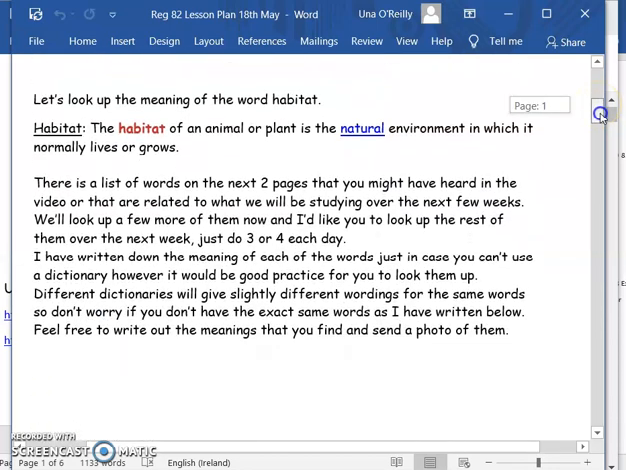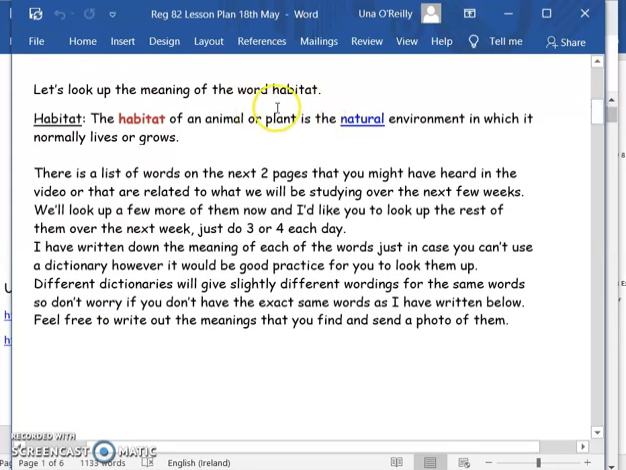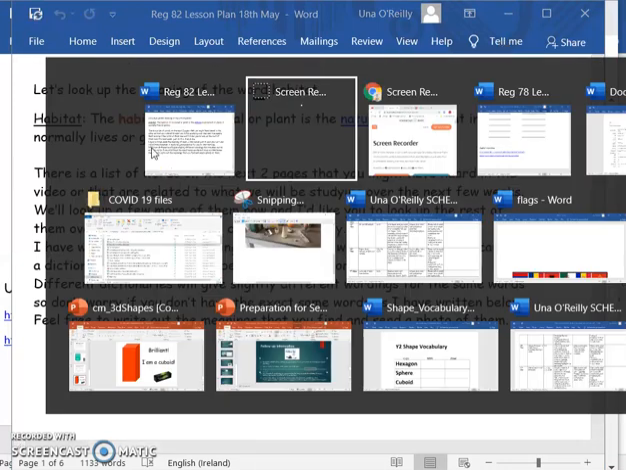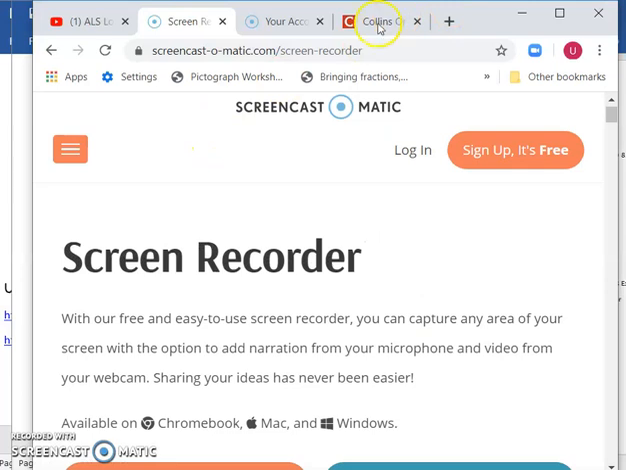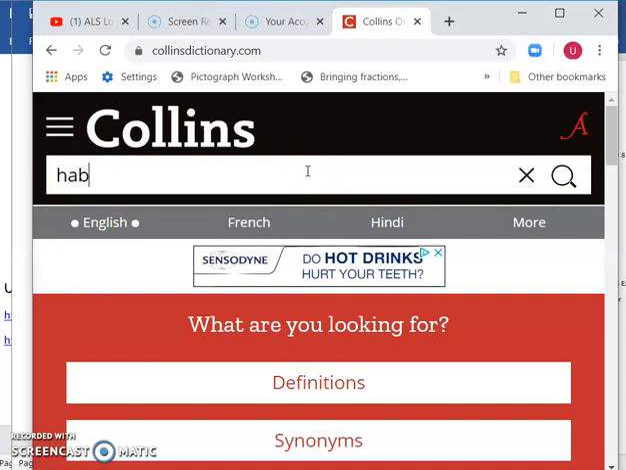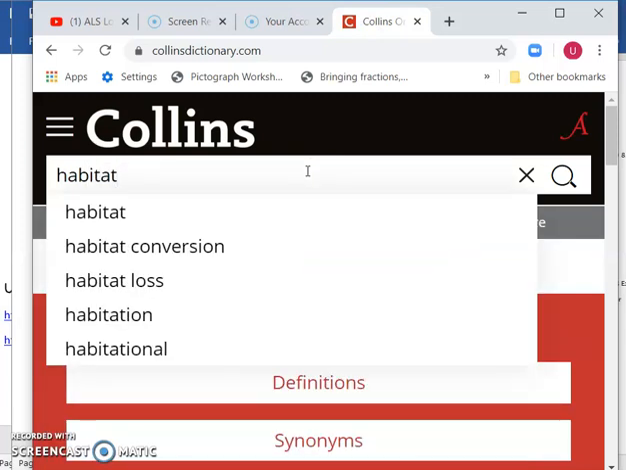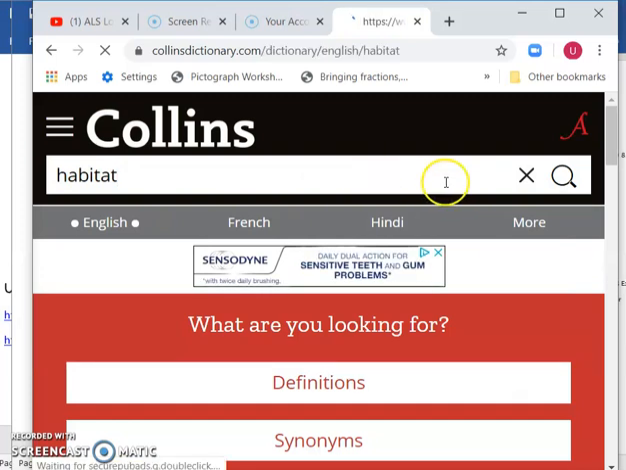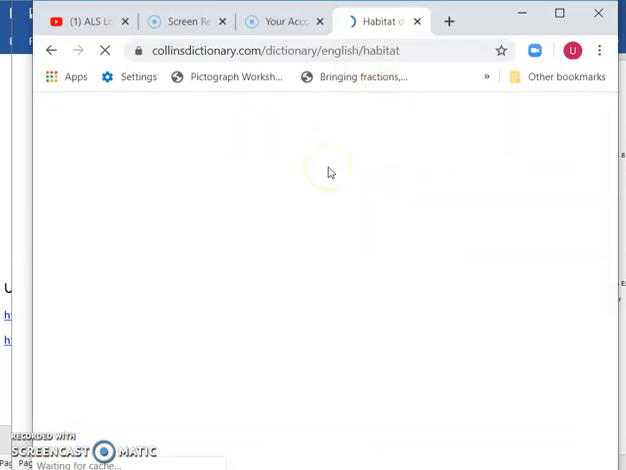Okay. Now, let's look up the meaning of the word habitat. So, habitat. The habitat of an animal or a plant is the natural environment in which it normally lives or grows. Okay, now I am just going to flick over to my Collins English Dictionary, see it there? And if I put in habitat, this is exactly the way you should use it, habitat, and hit return, it should come up with an answer here. You can see it's working there. It's going to come up in a second.